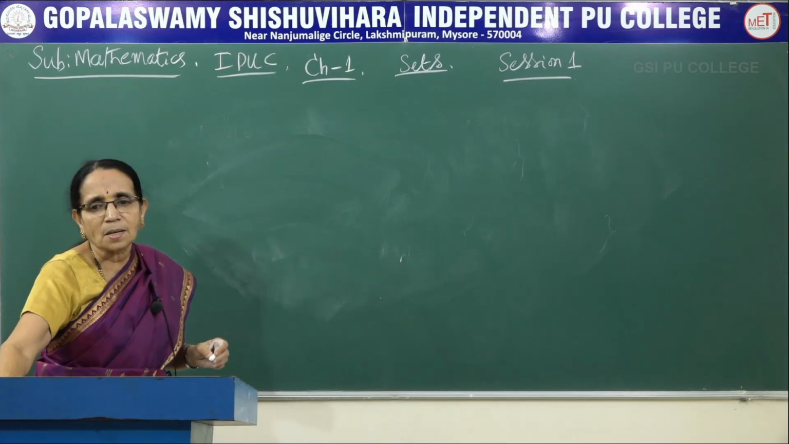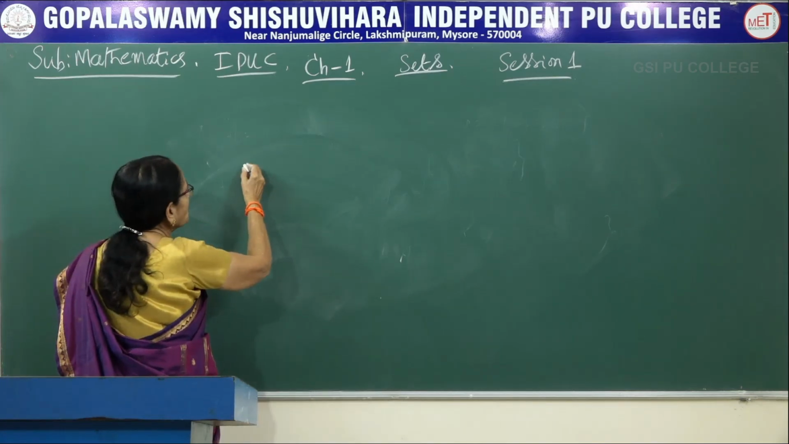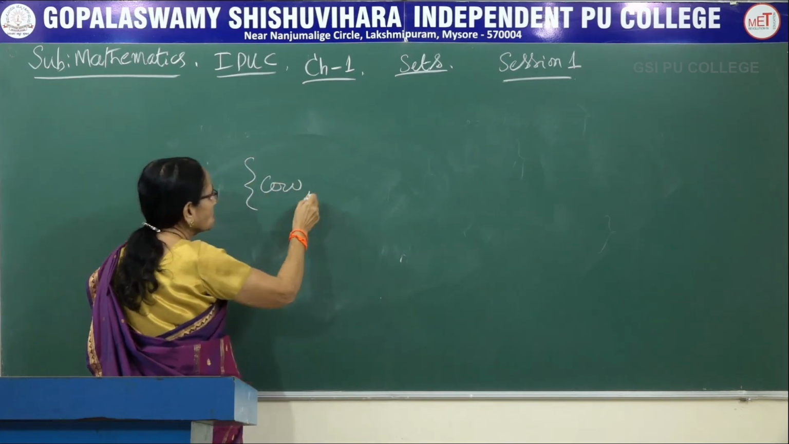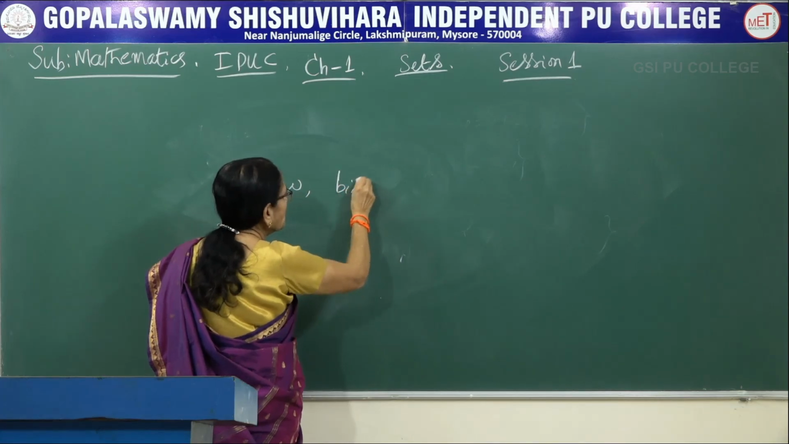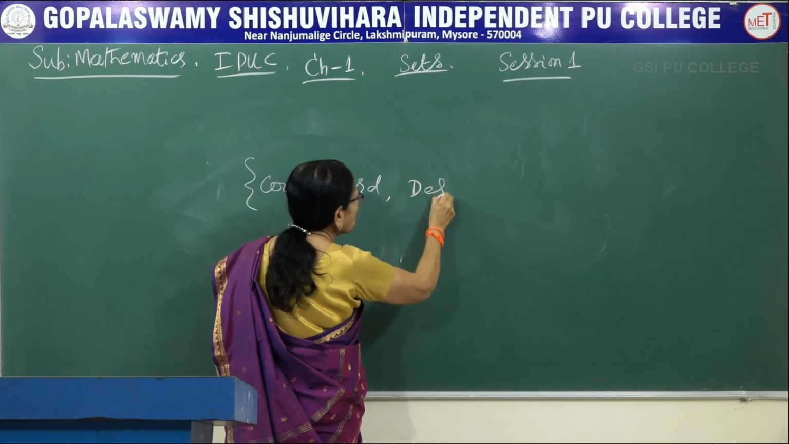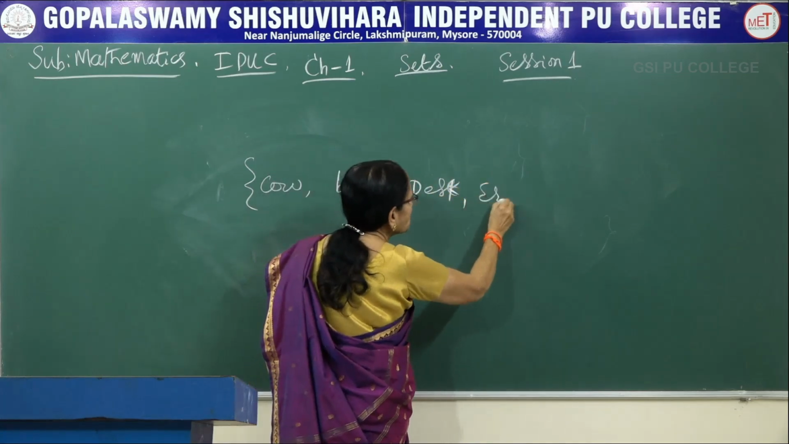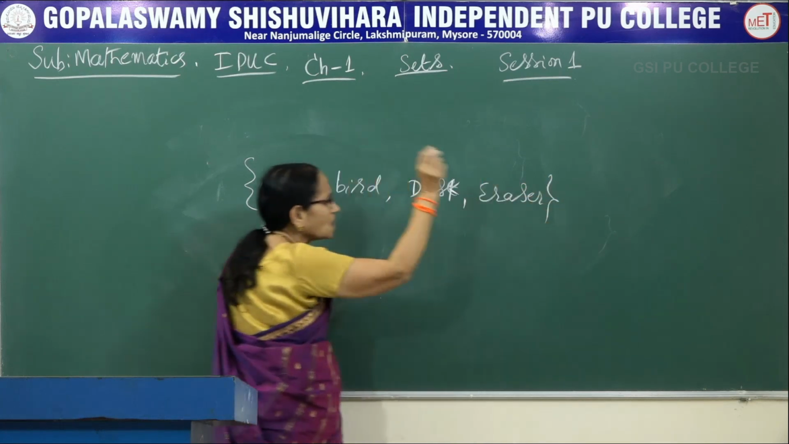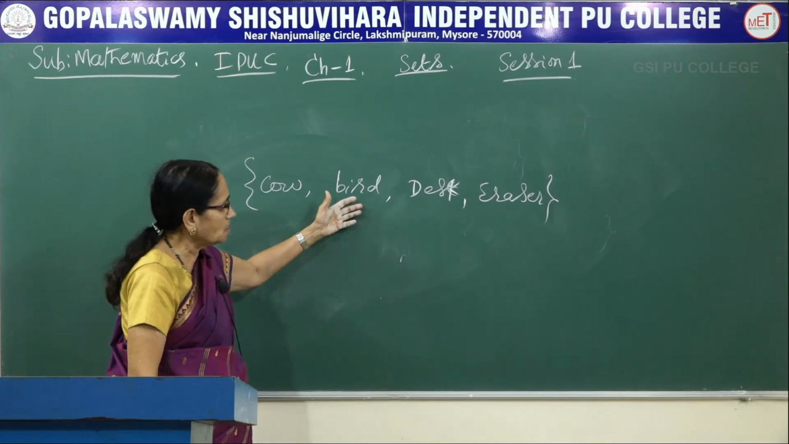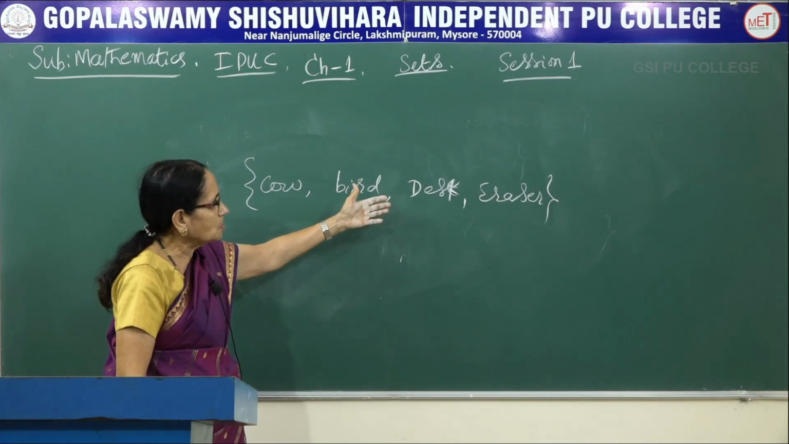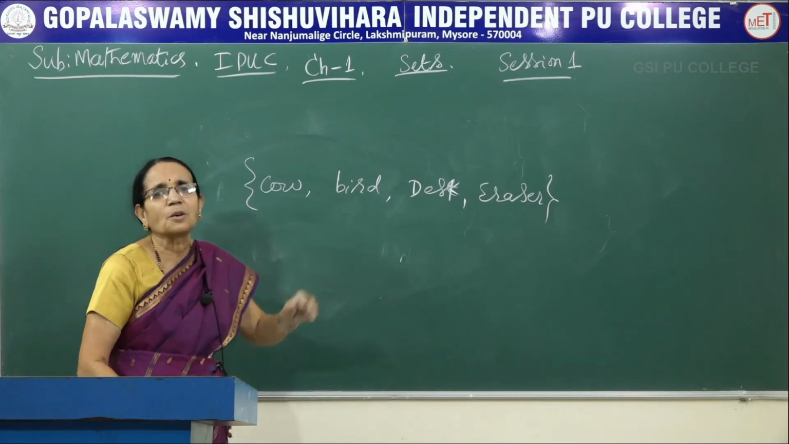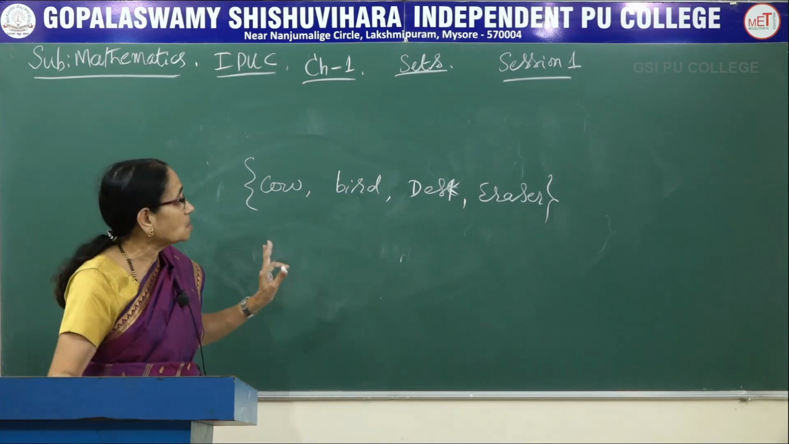Now let me take another example. I am considering a collection here: cow, bird, desk, and eraser. It is a collection, no doubt. One is an animal, one is a bird, desk is some furniture, and eraser we use to erase what we write. So all of them are different types. Though it is a collection, we cannot call it a set.